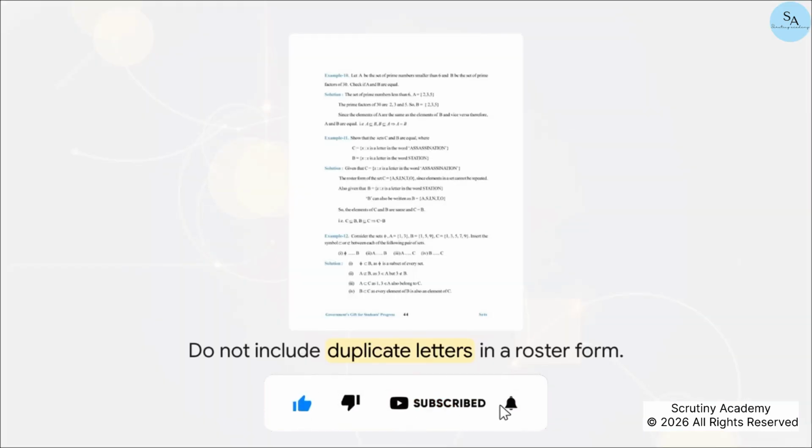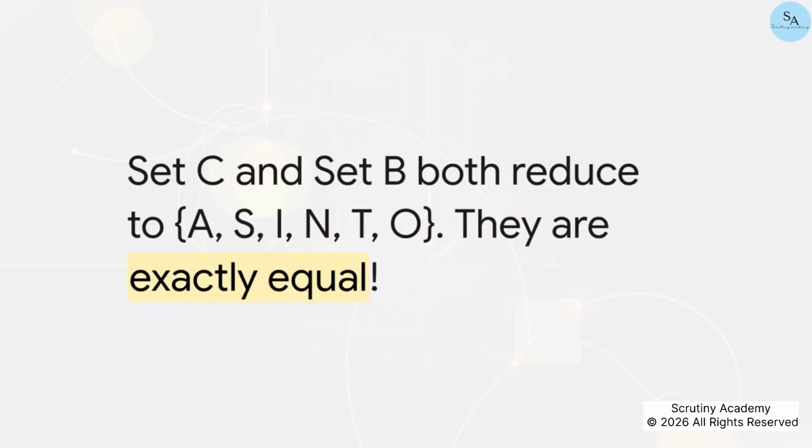Here is the solution right from our source text. Take a close look at how they write the roster form for the word assassination. Now, I want to point out a very common mistake students make in exams here, writing down every single letter, including all the duplicates. But in set theory, if you have the letter A once, you already have it in your ingredient list. You don't write it again, you just don't count repeats. And this brilliantly illustrates why understanding the logic is so powerful.